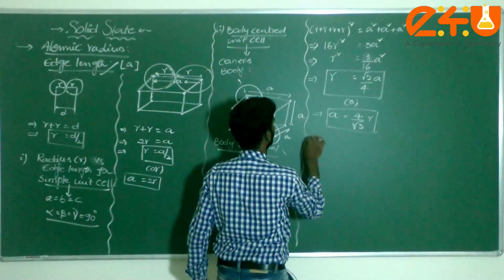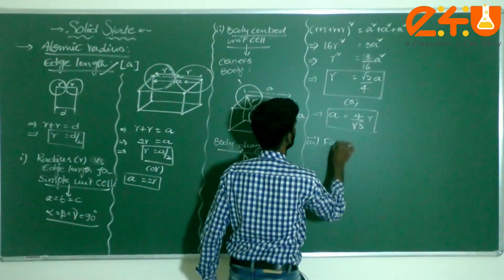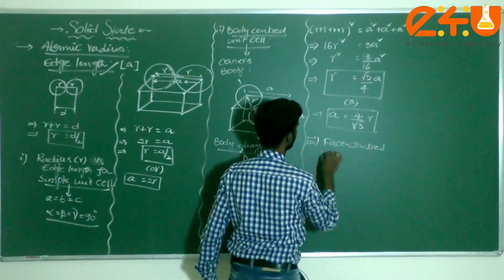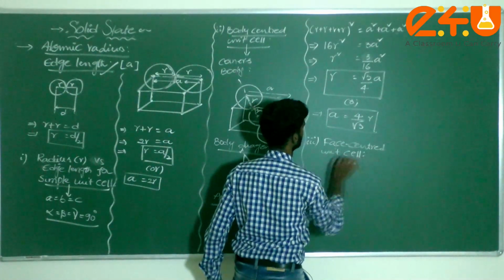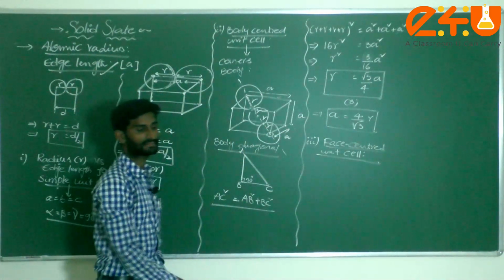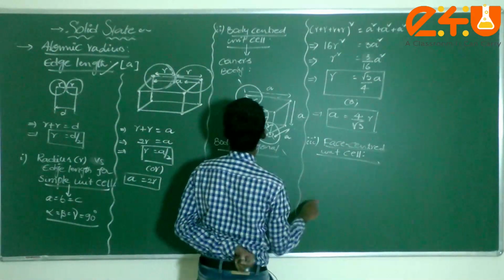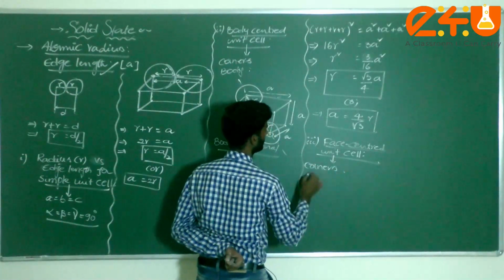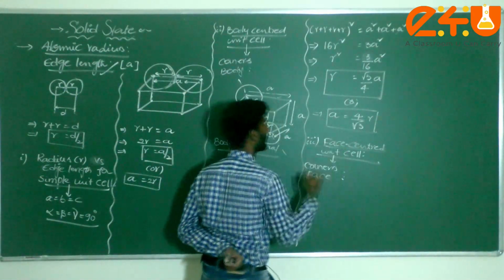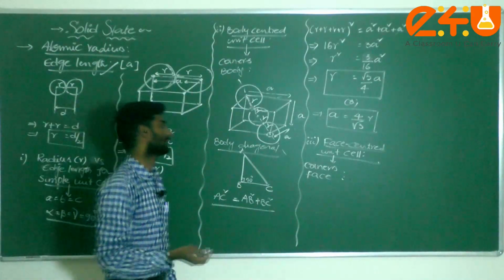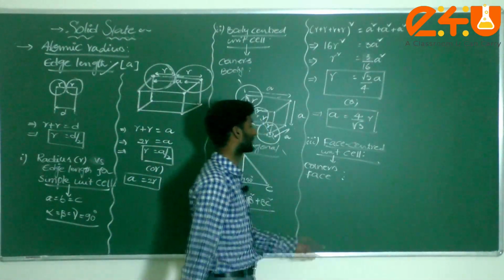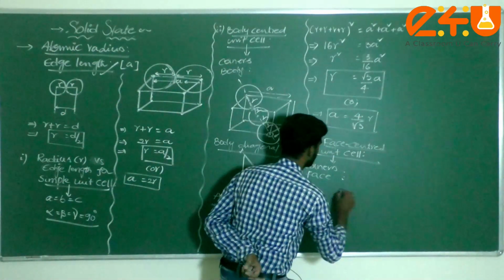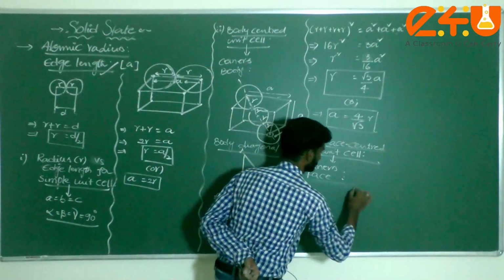Next one, very important, is called face centered. What is it, dear student? Face centered unit cell. Here the atoms are present at the corners plus face centers. This is common. We already discussed the rank of all the unit cells. Am I correct or not? Corners plus faces.